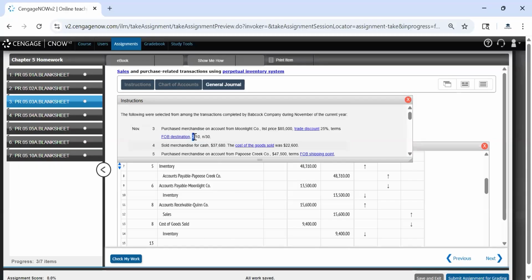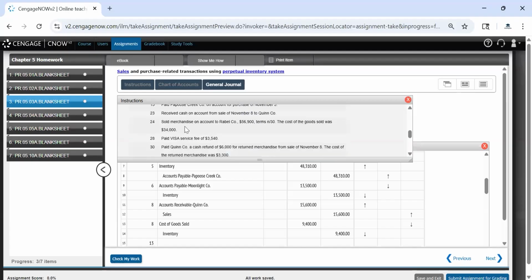The 2 is the 2% discount. The 10 is the amount of days required to take the discount. And then the N30 means that the net amount of the invoice, meaning the total amount, is due on the 30th. So if we prepay within 10 days, we get a 2% discount, and that's pretty significant.